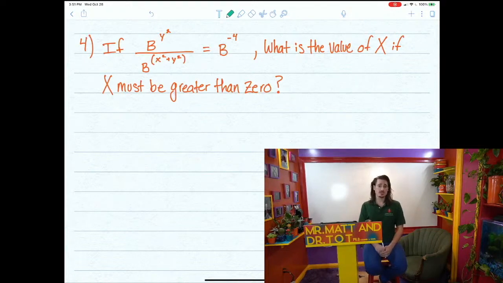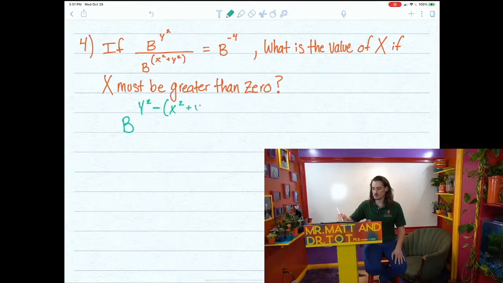So this looks very strange to see a power of a power or to see an exponent in the exponent's location, but just go about it using the normal algebraic processes that you're used to. When we have common bases, here we have a base of b and a base of b. If you have common bases raised to exponents and you're dividing those values, you can keep the base, subtract the exponents. So this is going to turn into b to the y squared power minus the quantity x squared plus y squared. And that's equal to b to the negative fourth power.